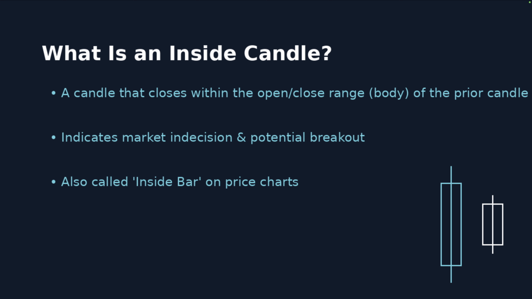An inside candle occurs when a candle closes inside the prior candle's open close range, or as I like to say, a candle that closes inside the body of the prior candle. This signals indecision. There can be multiple inside candles before a break above or below, as long as each candle closes within the body of the initial candle.